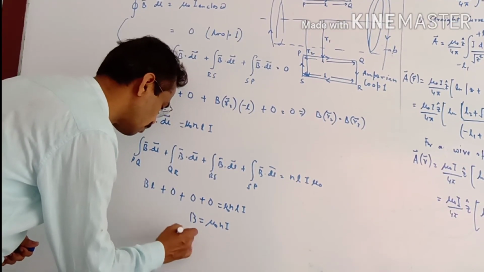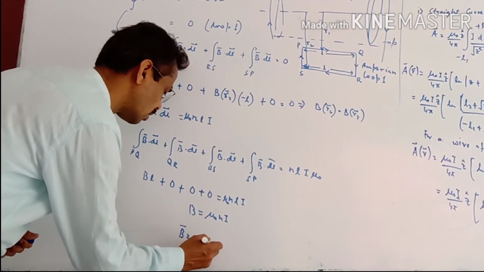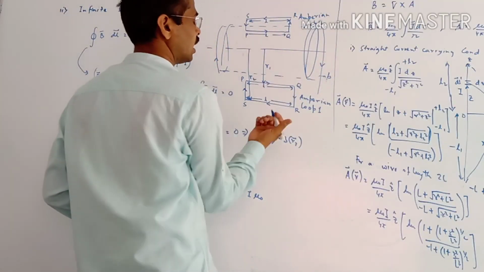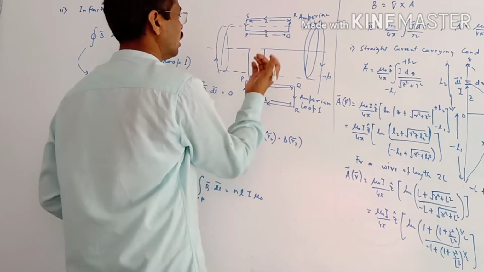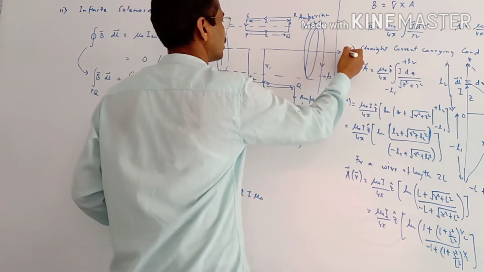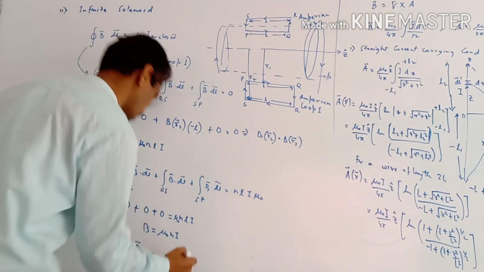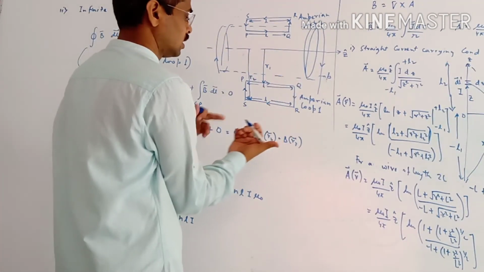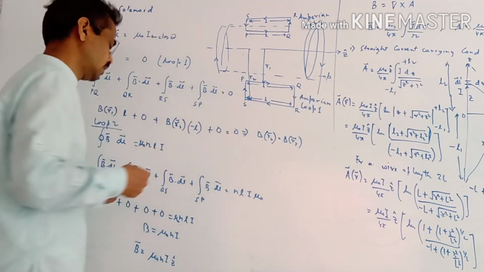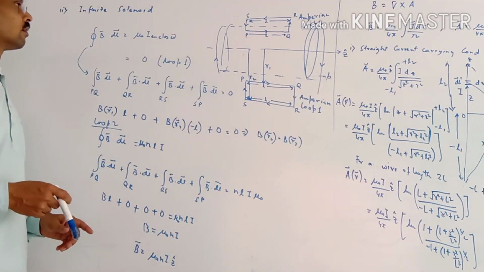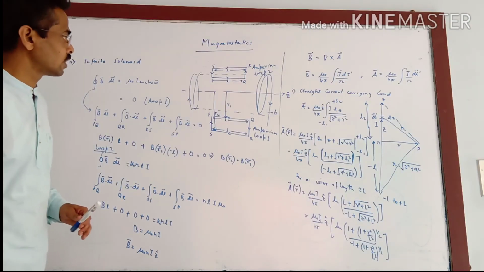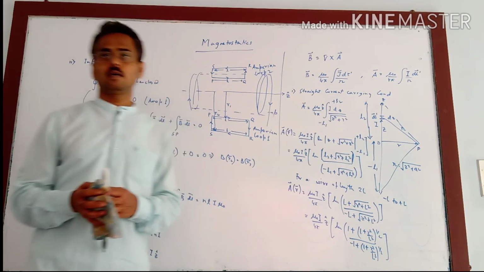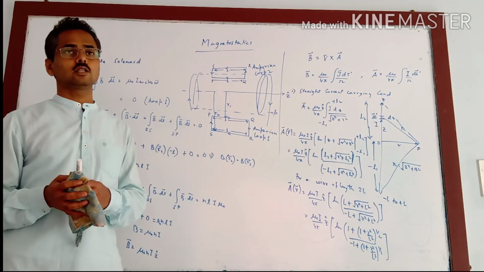If one wants the direction of B, then it would be mu naught n I along the axis. If the current is flowing along the right hand curling of the fingers, then the corresponding magnetic field would be along the axis, and the thumb would point in the direction of the magnetic field. So this is one of the cases where we have used Ampere's circuital law to find the magnetic field due to an infinite solenoid.